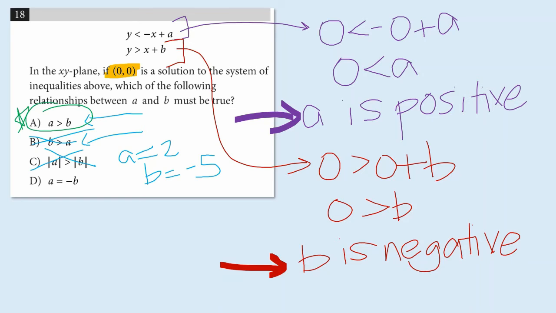And then look at d. Does that mean that a is equal to the opposite of b? Well, with the two numbers we used as an example, that's not true either. So we've just confirmed that, in fact, this first choice works well.